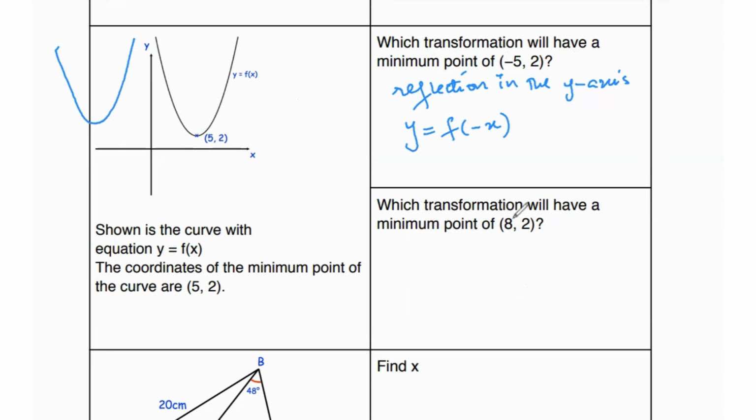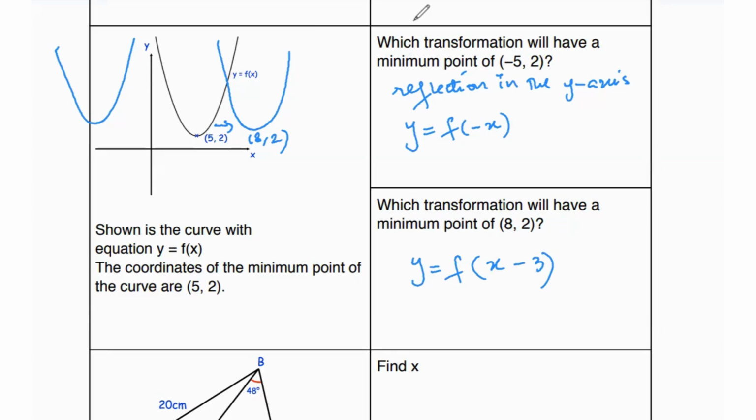Then the next part, it says which transformation will have a minimum point of (8, 2). So in this part, your x value is now becoming 8, which means your graph is shifting 3 units to the right side, because this is now (8, 2). So if your x value is changing and your graph is shifting towards the right side, you're going to subtract the amount of units it has moved, which means it's going to be y equals f of x minus 3.